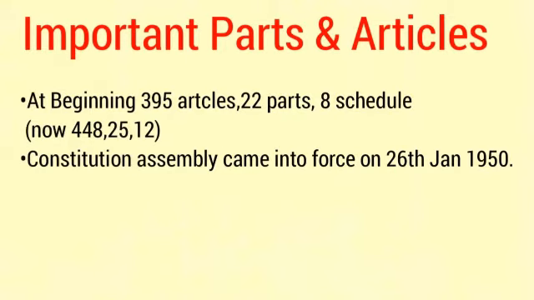Important parts and articles. At the beginning, the Constitution had 395 articles in 22 parts and 8 schedules. Now it has 448 articles in 25 parts and 12 schedules. We can study the 12 schedules later. India has the longest constitution in the world. Remember that. The Constitution came into force on 26th January 1950.